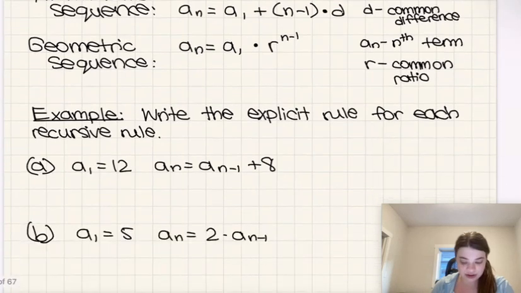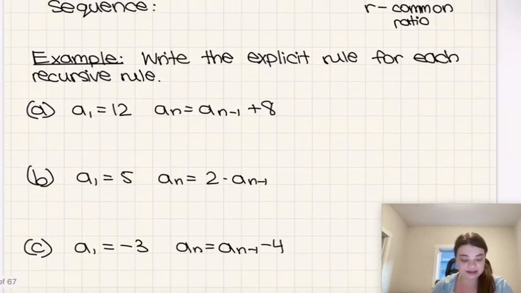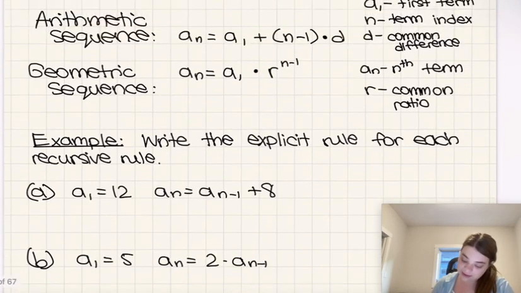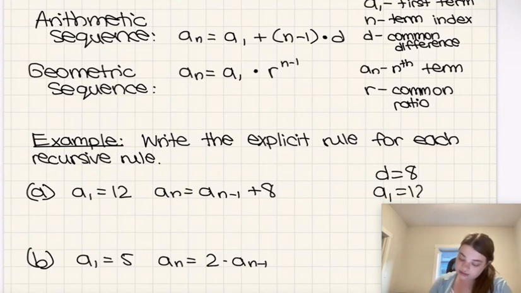Okay, so let's get into some examples, because that's probably why everyone's here. The first one says to write the explicit rule for each recursive rule. So for this one here, this is an arithmetic sequence. And you can tell because we have the +8 at the end. This tells me that to get any term, we take the previous term and we add 8 to it. So that means the common difference is equal to 8. Also, we can see directly from the formula that A1 is equal to 12. And so there we have it.